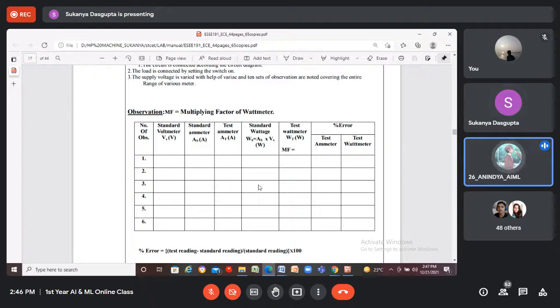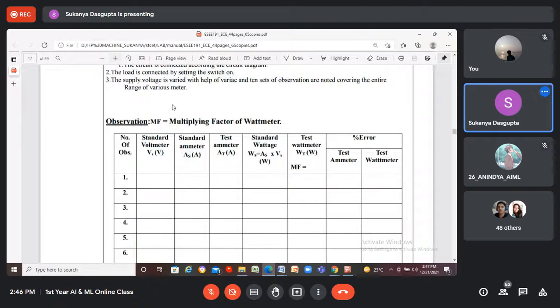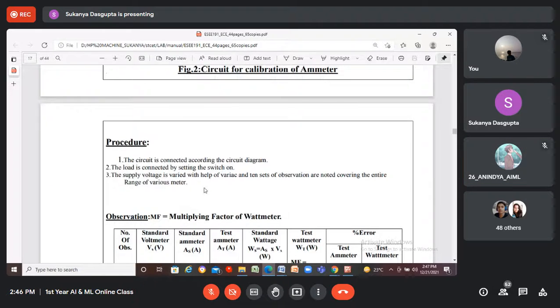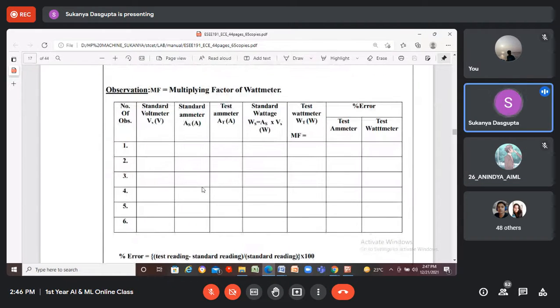And the first one or second one? What? Sorry, what are we saying? Ma'am, this observation table? This is the observation table for both the calibrations.